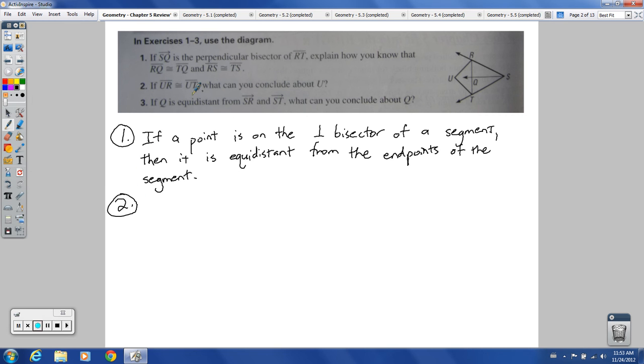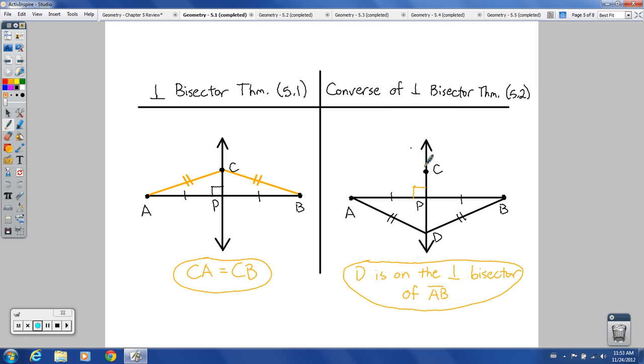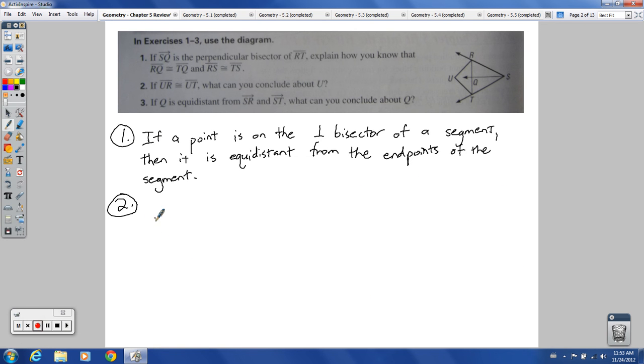So let's check out number 2 from there. If UR is congruent to UT, what can you conclude about U? Well, if that's the case, when we look back here, D is the same distance away from A as it is from B. That means it has to lie on that perpendicular bisector. So we conclude that U is on the perpendicular bisector, remember that's our shortcut symbol, of segment RT.